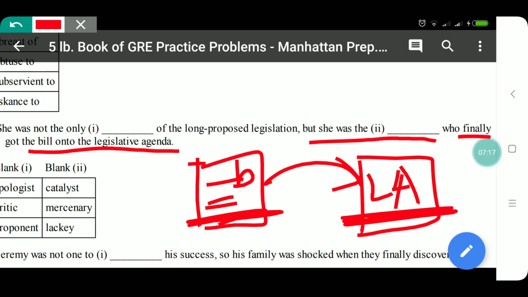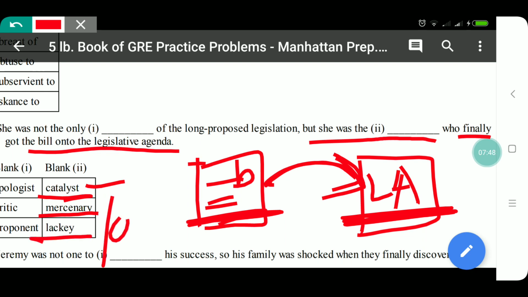This was not there earlier, so she brought the change, which means she was the person who brought the change, a change bringer. Someone who brings the change is called a catalyst. Catalyst means someone who brings the change. Now the other word is mercenary. Mercenary means money oriented. So it's not about money, right? The person who is bringing the change is not money oriented. He or she is called a catalyst.